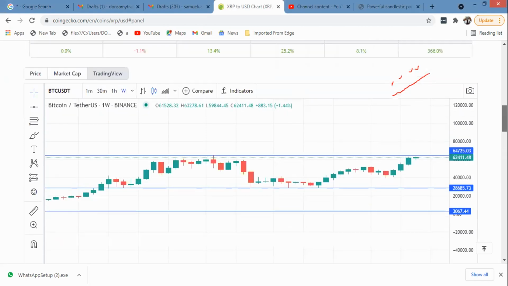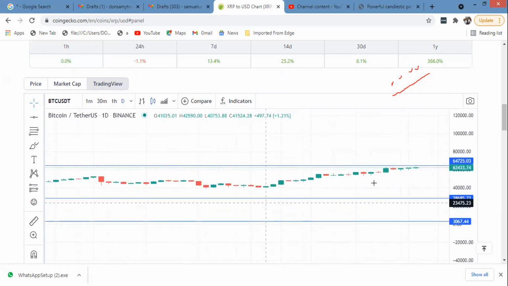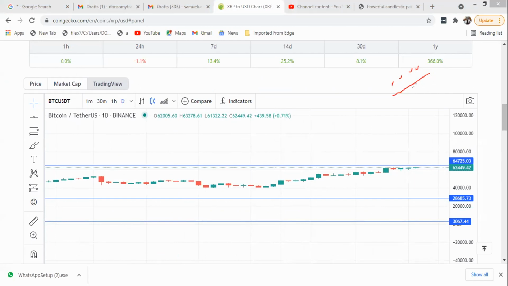Let's go to the daily. So I will change my price duration from 1 week to 1 day. Now you can see the things have changed. Okay, I'm going to show you something now. You see this one now? 1, 2, 3, 4, 5, 6, 7. All these 7 candles in the daily are equal to one of those candles in the weekly.